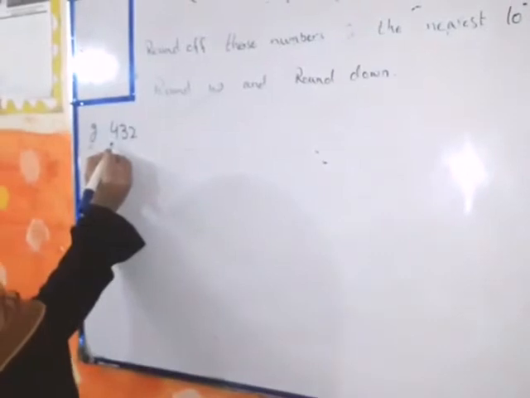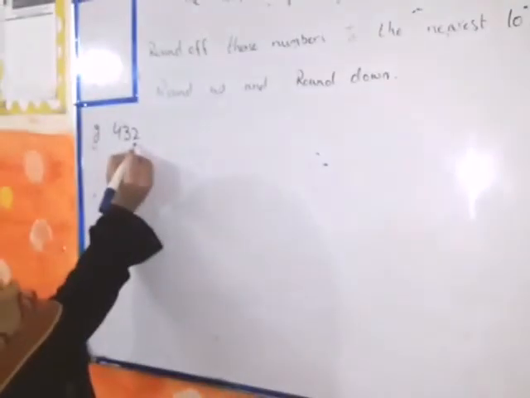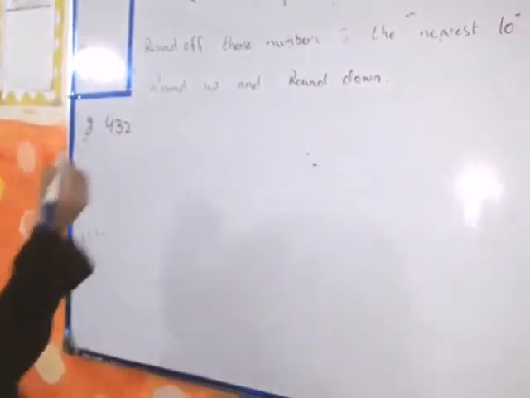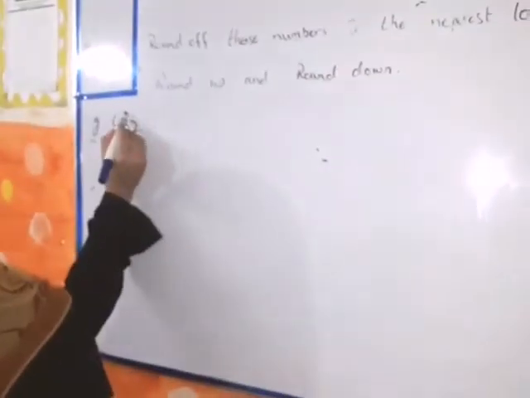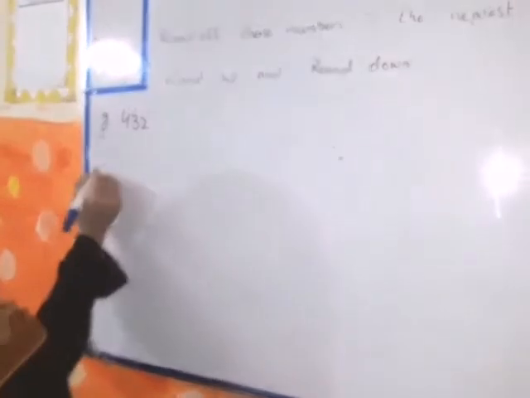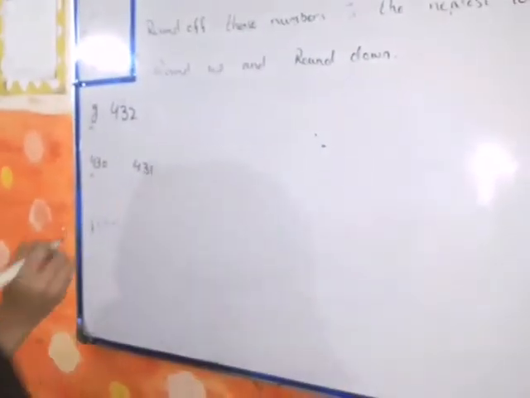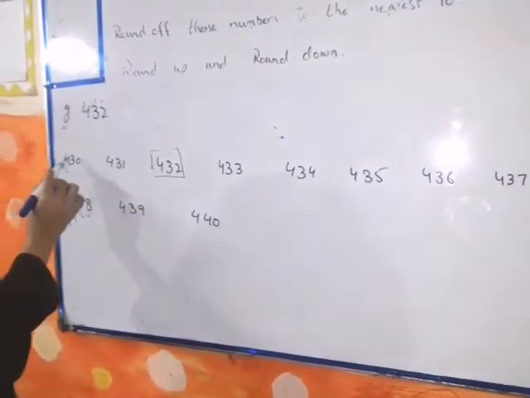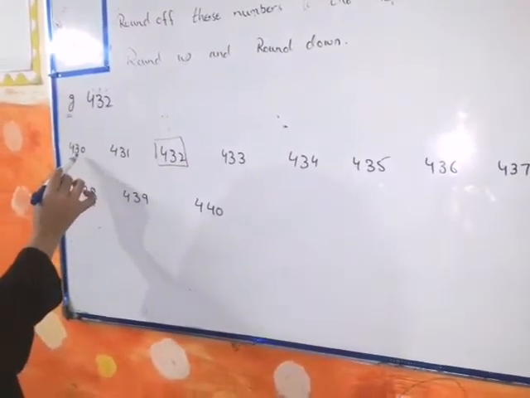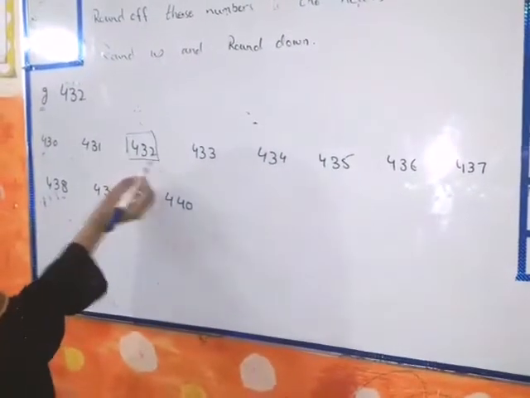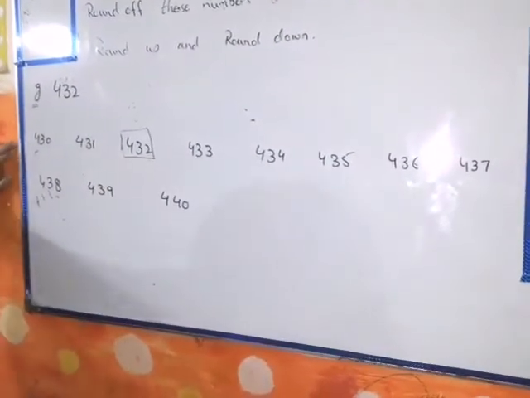Question number C, 432. Now you have to find the nearest 10. So the nearest 10 will come from the ones and tens. We will write here 430, 431. Now I have written the values from 430 to 440. The value is 432. Now we have to find the nearest 10.